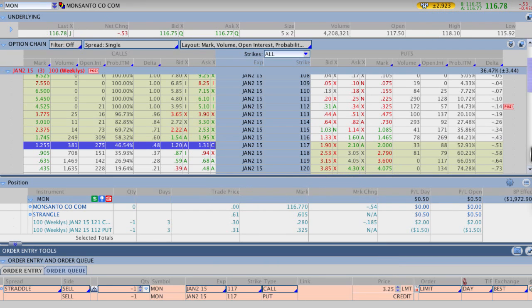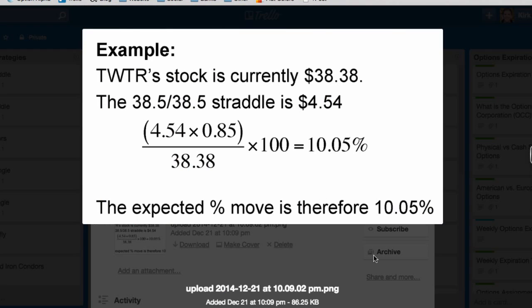Another way that we can do it is by using an example of Twitter. I'll just show you this because it's really easy to visualize instead of me drawing on the screen here. Okay, so here is just an image that we took which shows expected move. So if, for example, and this again shows the formula, Twitter stock is currently trading at 38.38, which it's not right now, but if it is, we take the 38.5 straddle, which would be the closest to at the money.